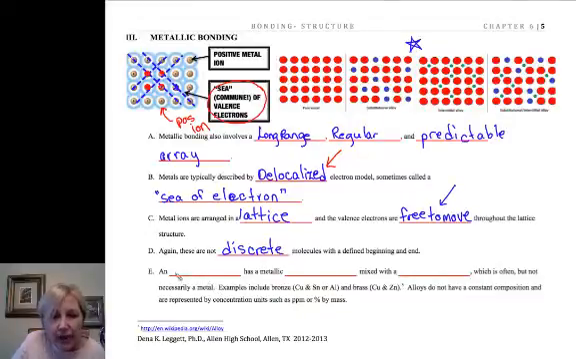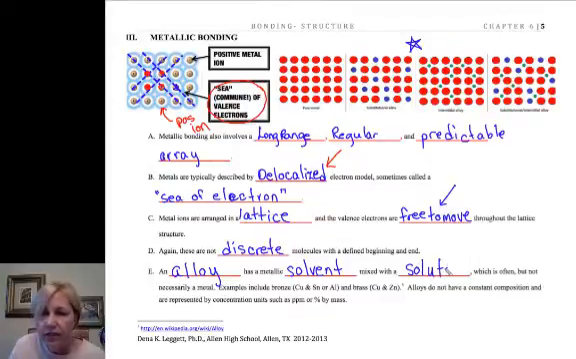Now, an alloy, and this is an important addition to the AP curriculum. An alloy has a metallic solvent. Recall that a solvent is present in the greater amount, mixed with a solute. Sometimes that solute is another metal, and sometimes that solute is not another metal. So it's not necessarily a metal. Bronze is copper with tin or aluminum. Brass is copper with zinc dissolved.